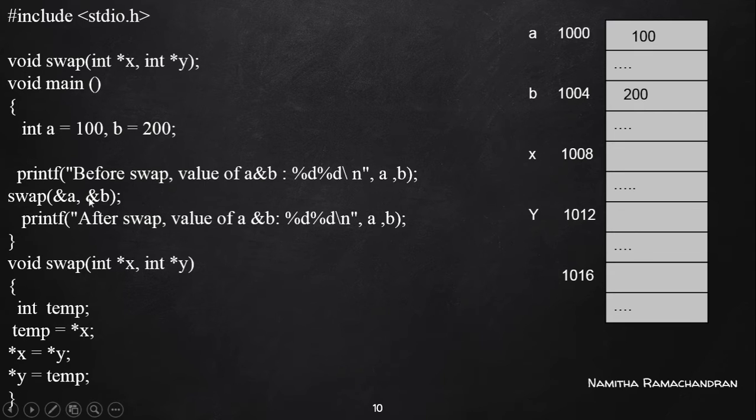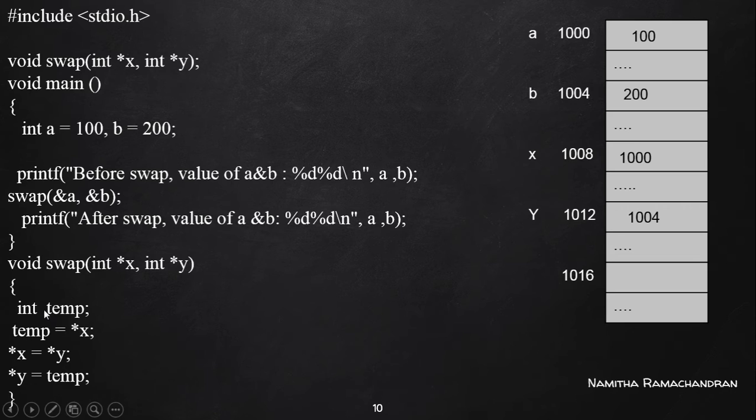While calling this, what happened? x is a pointer and y is again a pointer. x is pointing to this location and now we initialize x with the address of a, because here we passed the address values of actual variables. So x is initialized with the address of a, and y is initialized with the address of b, which is 1004.